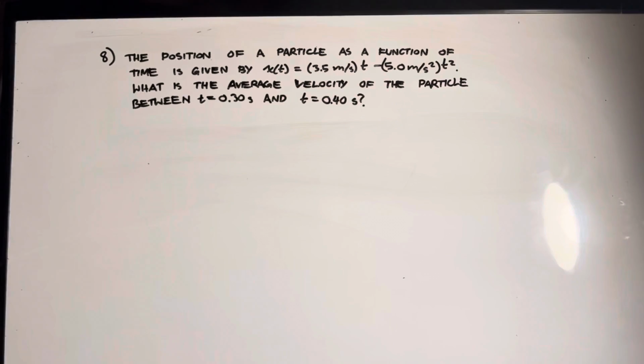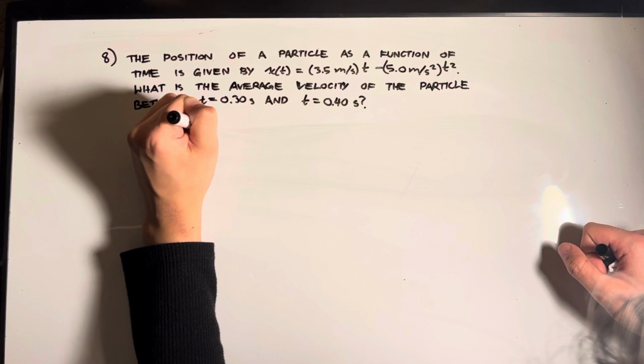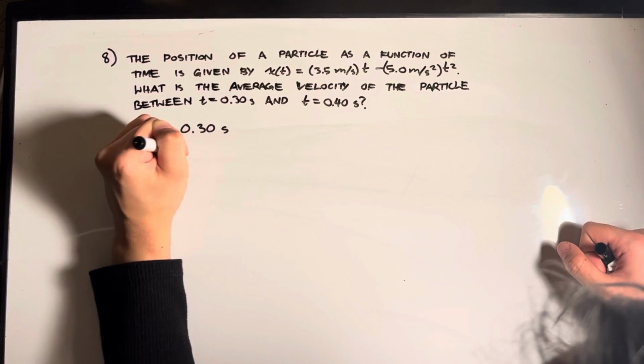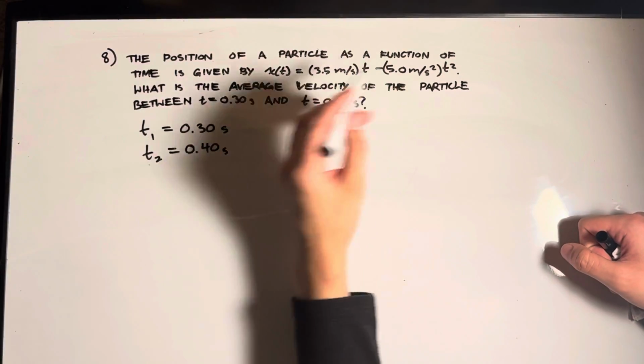8. The position of a particle as a function of time is given by x of t is equal to 3.5 meters per second times time minus 5 meters per second squared times time squared. What is the average velocity of the particle between t is equal to 0.3 seconds and t is equal to 0.4 seconds? So we know that t1 or time 1 would be 0.3 seconds and time 2 would be 0.4 seconds. We were also given this formula up here, so let's write that down too.